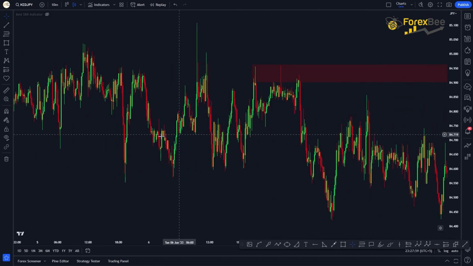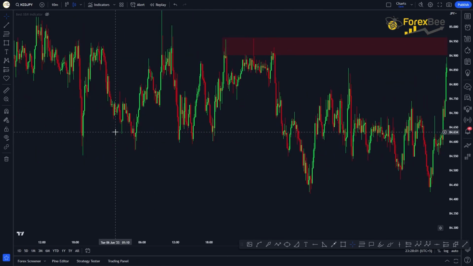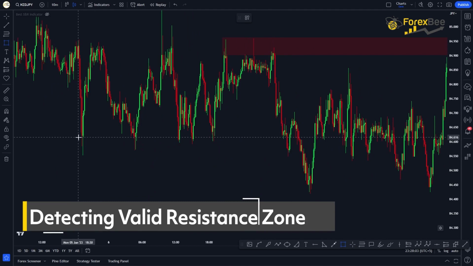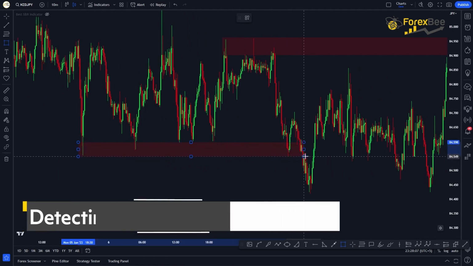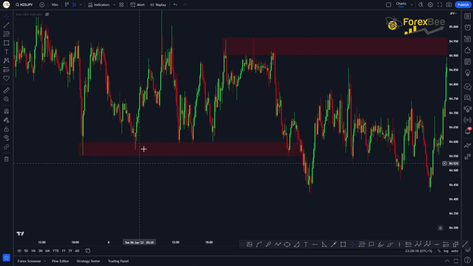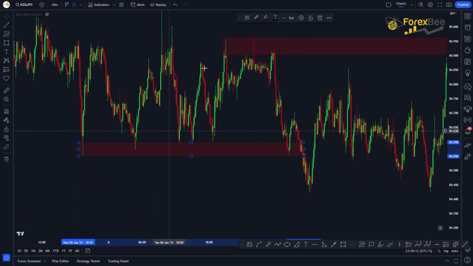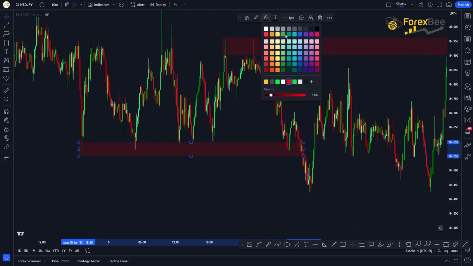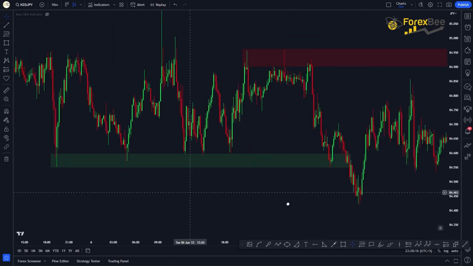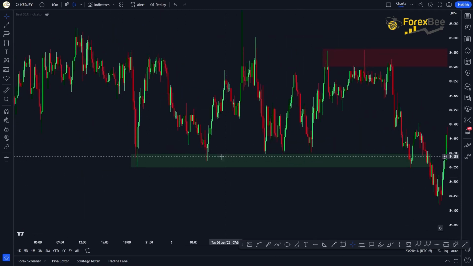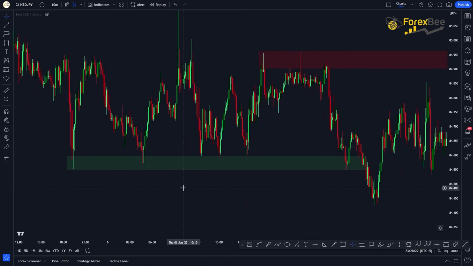And similarly, if we look at an example of a support zone, here we can see that the market is bouncing from this level multiple times, and here it's breaking this level. So let me just go ahead and change its color to green. And here you can see that the market comes to this zone and then bounces up in the upward direction. So this is a valid support level.